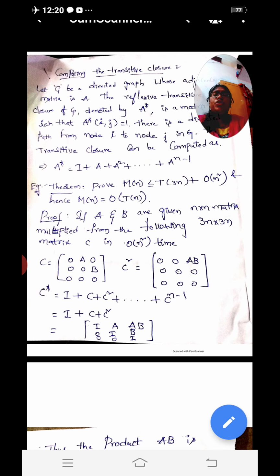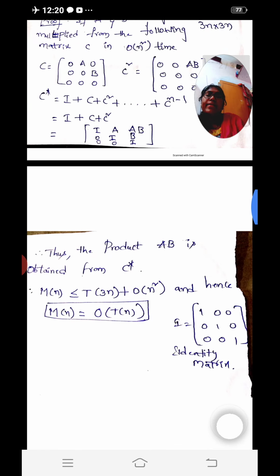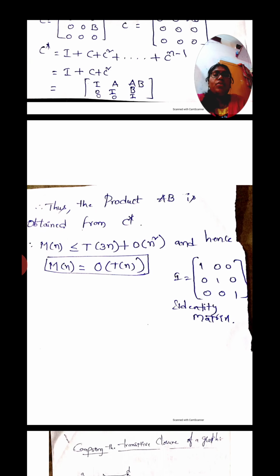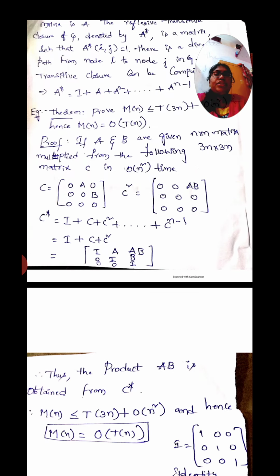Let us assume that C asterisk is assigned to I plus C, where I is the identity matrix. You know the identity matrix, its representation is like this: I is equal to 1 0 0, 0 1 0, 0 0 1, or one more like this, I 0 0, 0 I 0, 0 0 I, whatever it may be. I identity matrix plus C square plus and so on up to plus C power n minus 1. That is the formula of the reflexive transitive closure of a graph G.